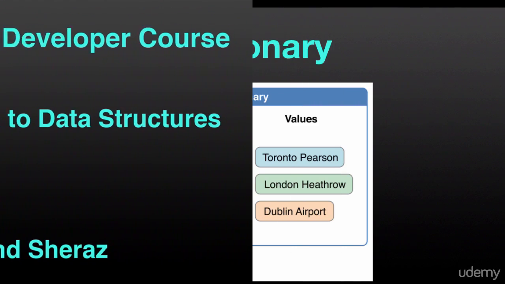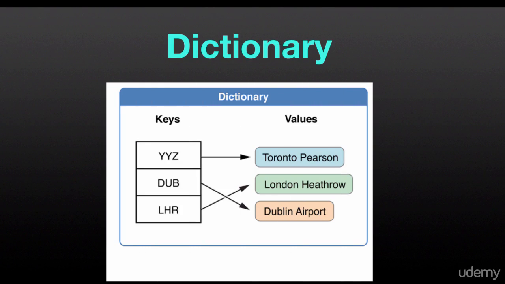So in this case, our dictionary has the same kind of idea of a real-world dictionary, where you have a word and then you have the meaning of the word. A dictionary in Swift stores associations between keys of the same type and values also of the same type. So all of this will happen in a collection with no defined ordering.